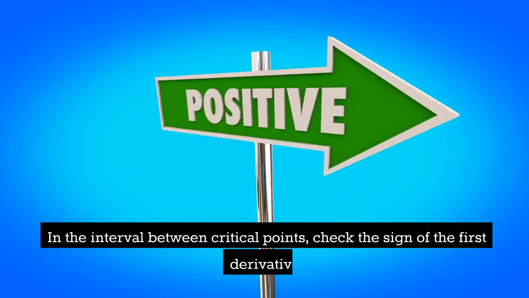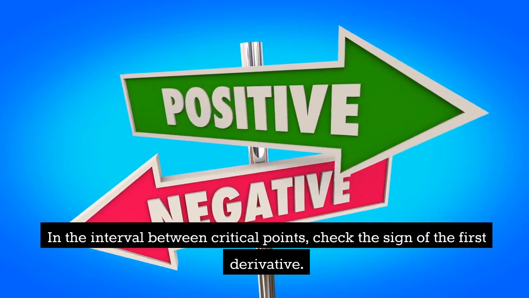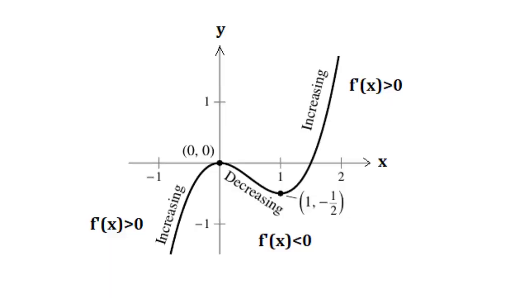In the interval between critical points, check the sign of the first derivative. A. If the first derivative is positive in an interval, the original function is increasing in that interval. This means the function is sloping upwards as x increases.